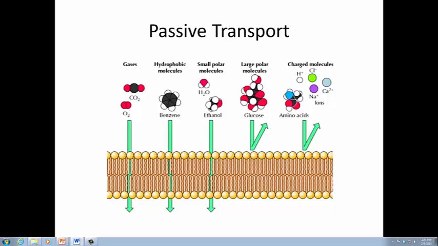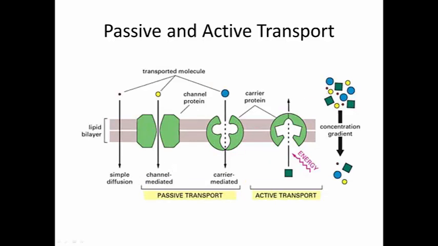Gases, hydrophobic molecules, and some small polar molecules will diffuse through lipid membranes if there is a concentration gradient across the membrane. Large polar molecules such as glucose, which is highly water-soluble, and any charged molecules will not be able to cross directly through a lipid membrane. In order for a large polar molecule or a charged molecule to cross a membrane, it must utilize transport proteins. If the molecules are traveling down a concentration gradient, they can utilize membrane channels or carrier proteins to cross the membrane. These are forms of facilitated diffusion.